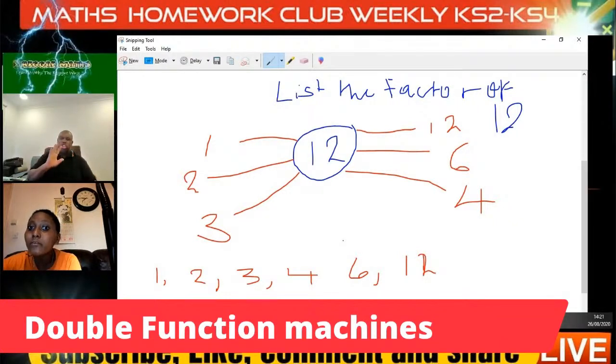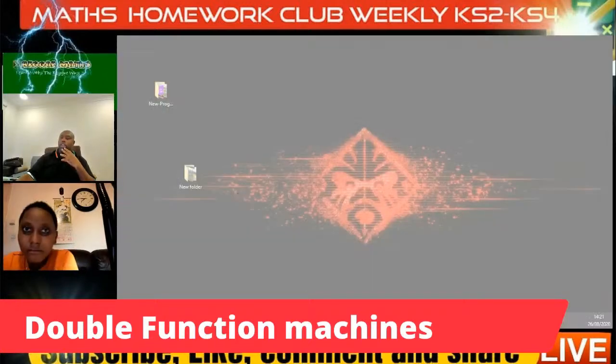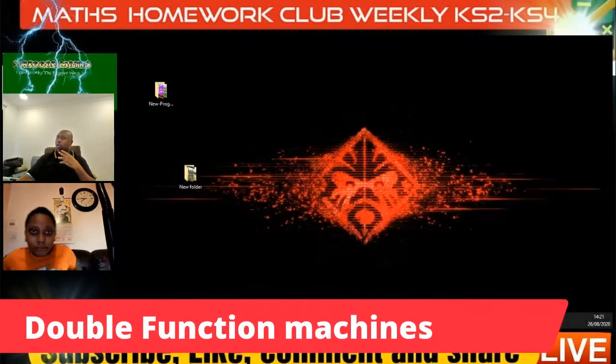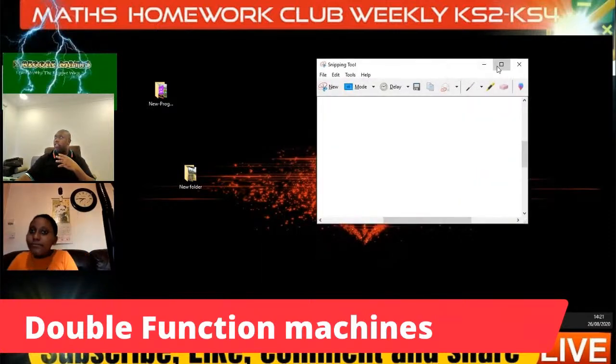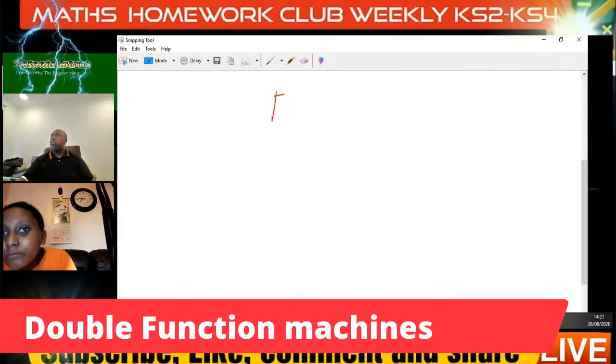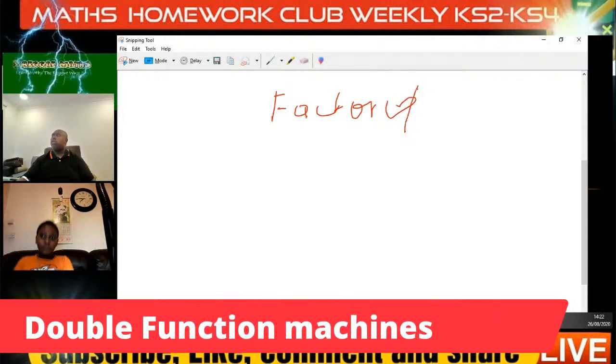Do you fully get it? You don't fully get it, right? Okay. In your own words, Denzel, define a factor for me. In your own words, what do you understand about factors? So if I said to you, factors of 15. Let's go through that and see if you understand it. So factors of 15, okay?